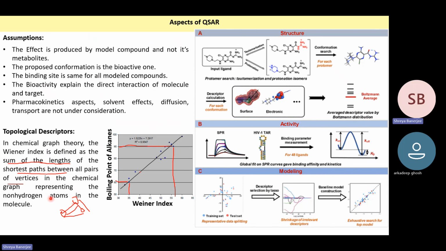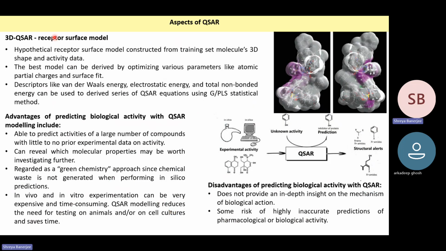So this is basically, we are defining one of the topological descriptors of the molecule, that is the Wiener index. Now we look at three-dimensional QSAR. The hypothetical receptor surface model is constructed from the training set molecules' three-dimensional shape and activity data.